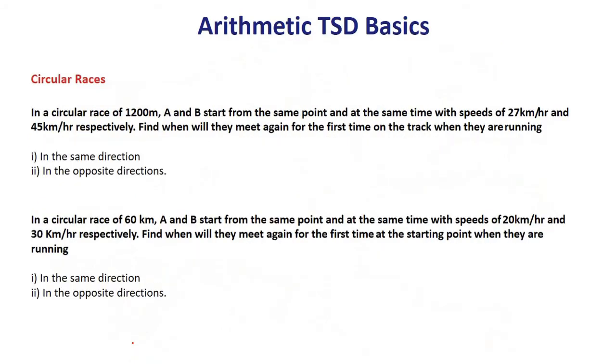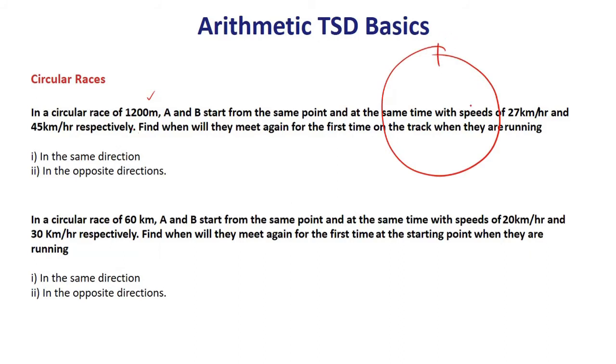Moving to another concept, very, very important: circular races. There are two cases here. Okay, the first case is meeting for the first time on the track. The second case is meeting for the first time at the starting point. So two very, very important cases. Let's say in the first case, here you will see 1200 meters.